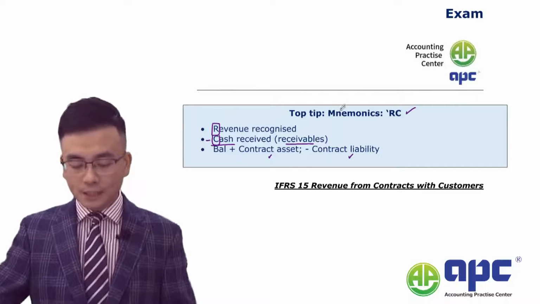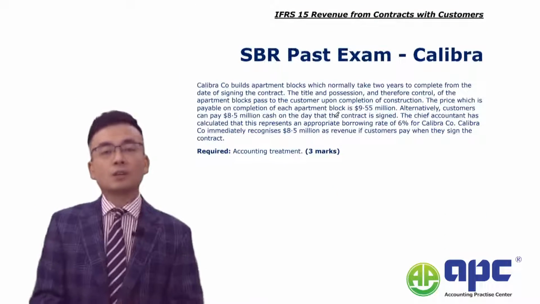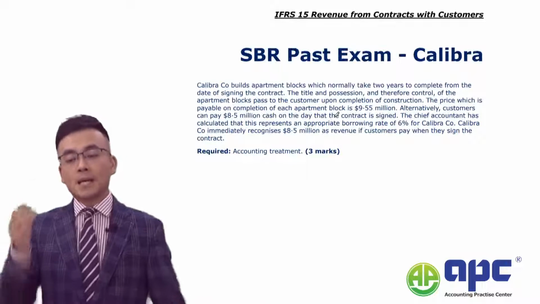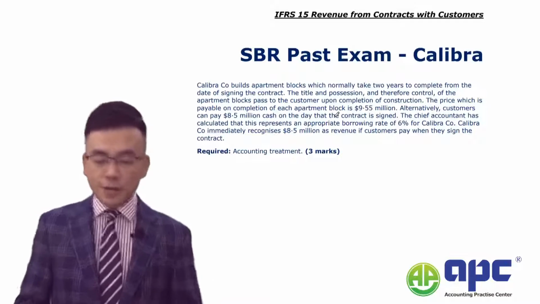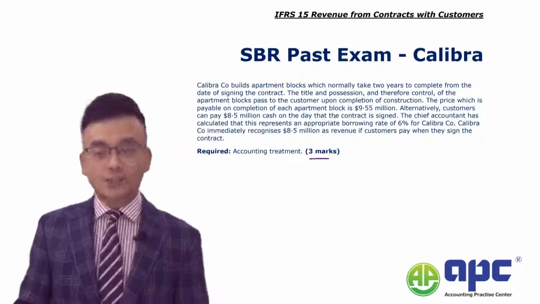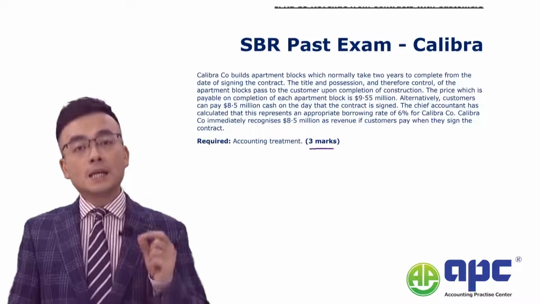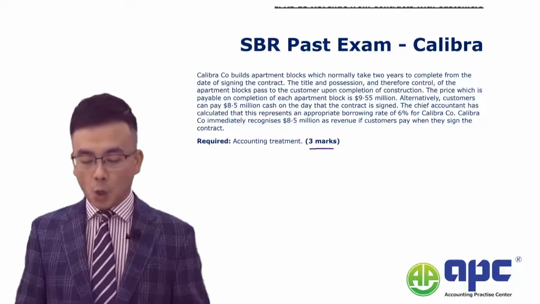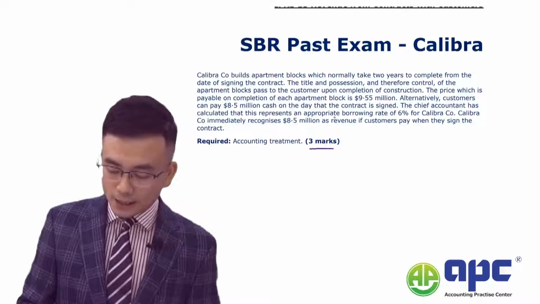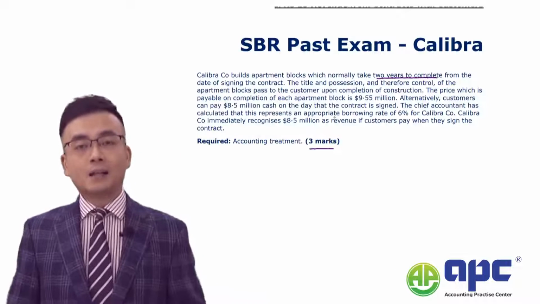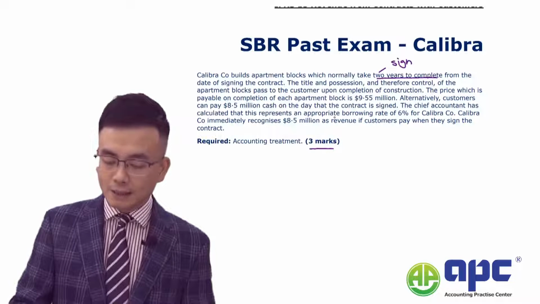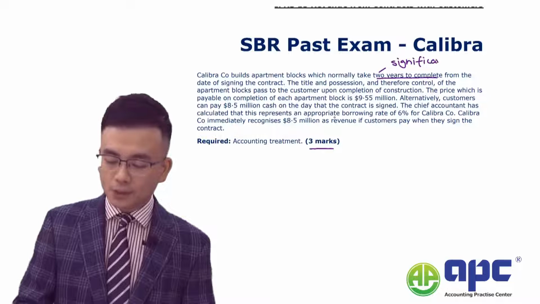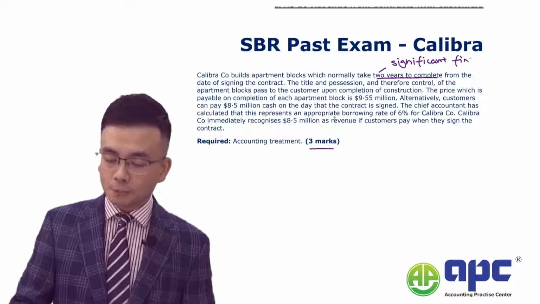Now, as always, let's see the application to the SBR past exam. This question is called Calibra Company. We are given 3 marks for this. Now let's see it. We're told that the company builds apartment blocks, taking 2 years to complete. This means that possibly there are significant financing components, and we will need to think about that in this exam.